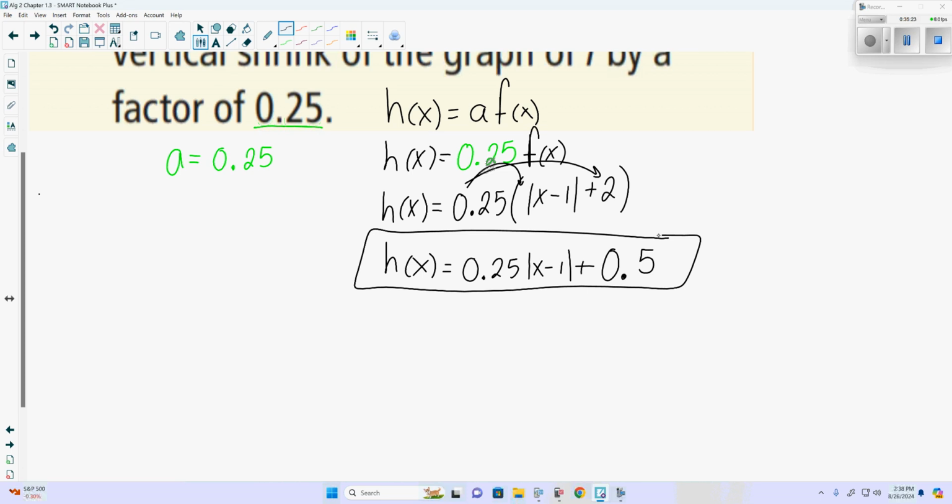Questions on any of this here? I'll stop here for the day. We'll start with some more vertical stretch and shrink, horizontal stretch and shrink tomorrow.